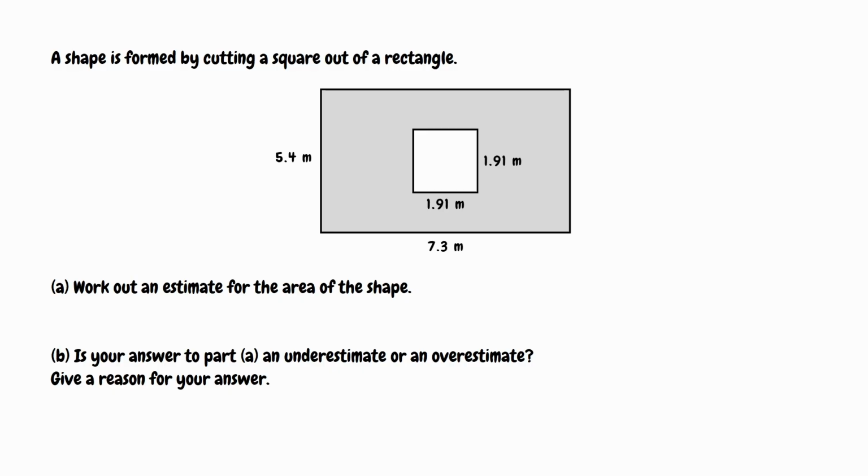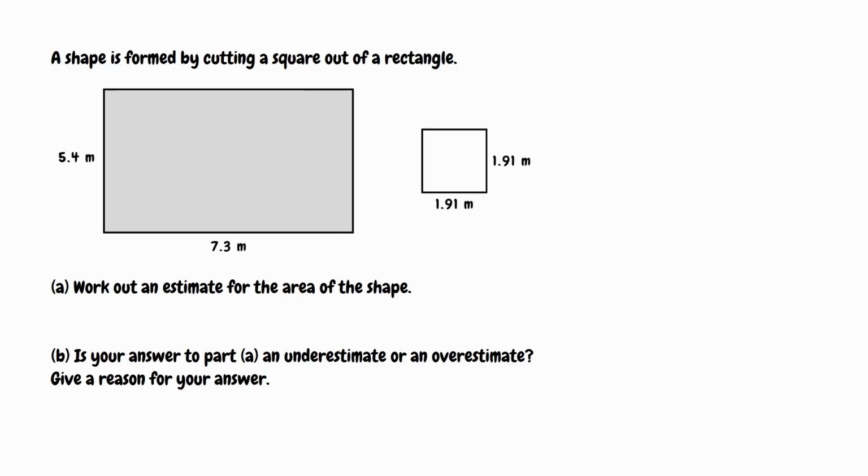So for this question, we have a shape is formed by cutting a square out of a rectangle. And for part A to the question, we need to work out an estimate for the area of the shape. So to find the area of this shape that's been created, we actually need to figure out the area of the full rectangle, and then we're going to take away the area of the square. So what can be useful in questions like these is to draw the shapes separately. So I'm going to split them up like this. So because we're estimating, we're going to round the sides of the shapes to one significant figure.